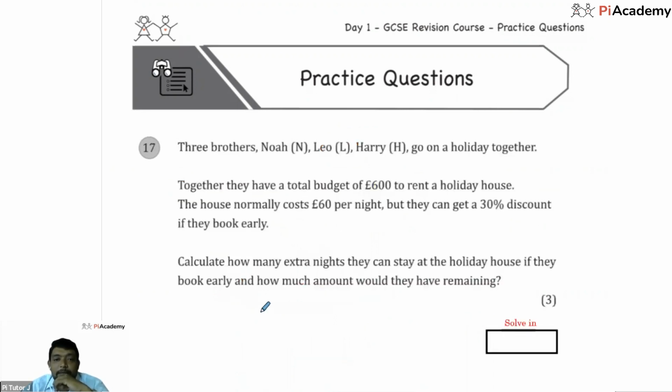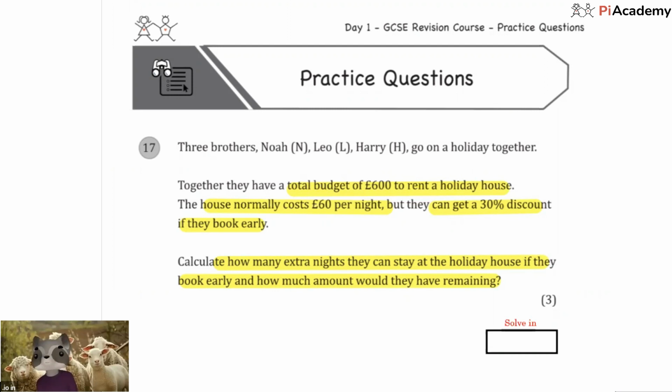Here you go. 3 brothers, Noah, Leo, Harry, go on a holiday together. Together, they have a total budget of £600 to rent a holiday house. The house normally costs £60 per night, but they can get 30% discount if they book early. Calculate how many extra nights they can stay at the holiday house if they book early, and how much money would they have remaining. Go ahead. Extra nights.